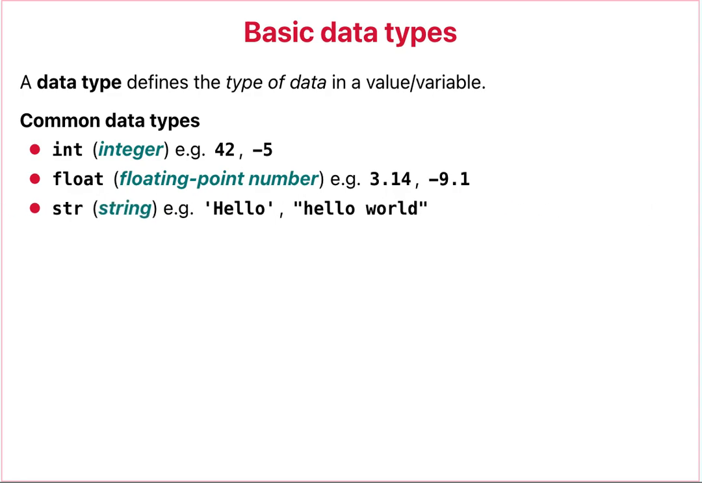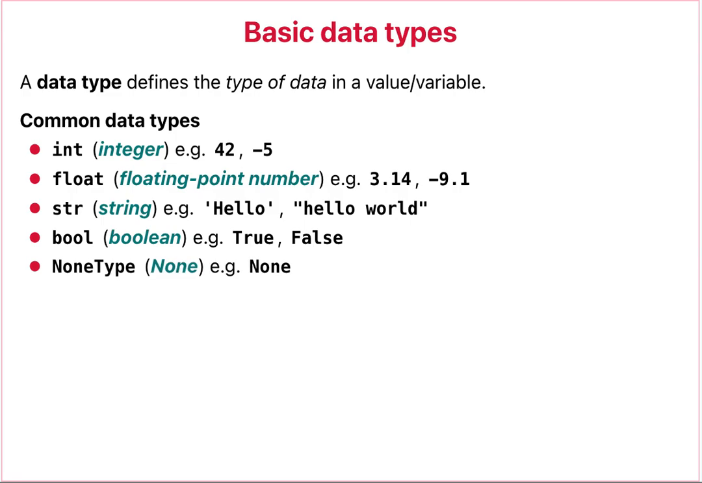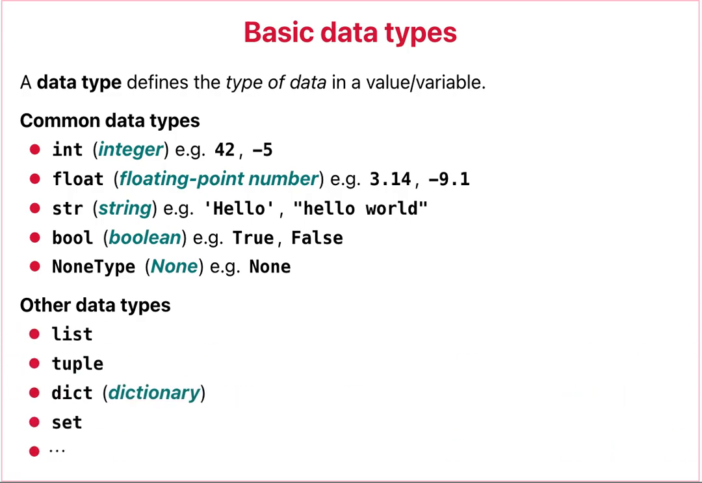The string data type is a sequence of characters enclosed in quotes. The boolean data type represents truth values, which can be either true or false. The None type represents the absence of a value or a null value. We will soon cover them in more detail. But before that, let me tell you that these are just the common data types. There are other data types in Python like list, tuple, dictionary, set, and so on, which we will cover later.